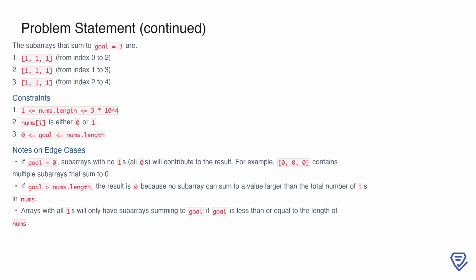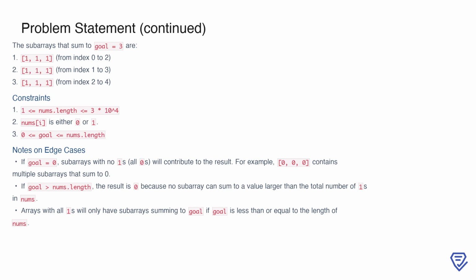Now, let's consider the constraints of the problem. The length of the array nums can go up to 30,000 elements, so we need to make sure our solution is efficient. Each element in nums is either 0 or 1, and the goal is a non-negative integer that does not exceed the length of nums.